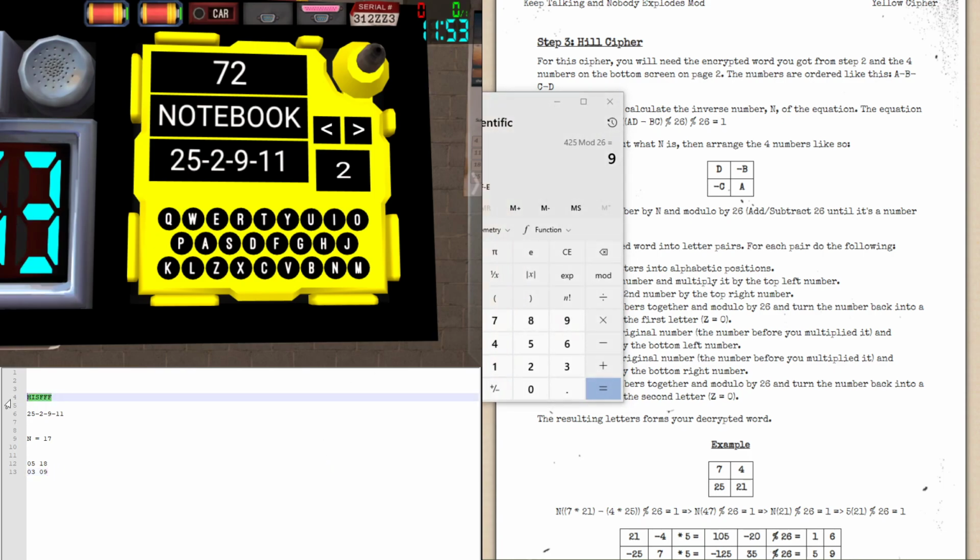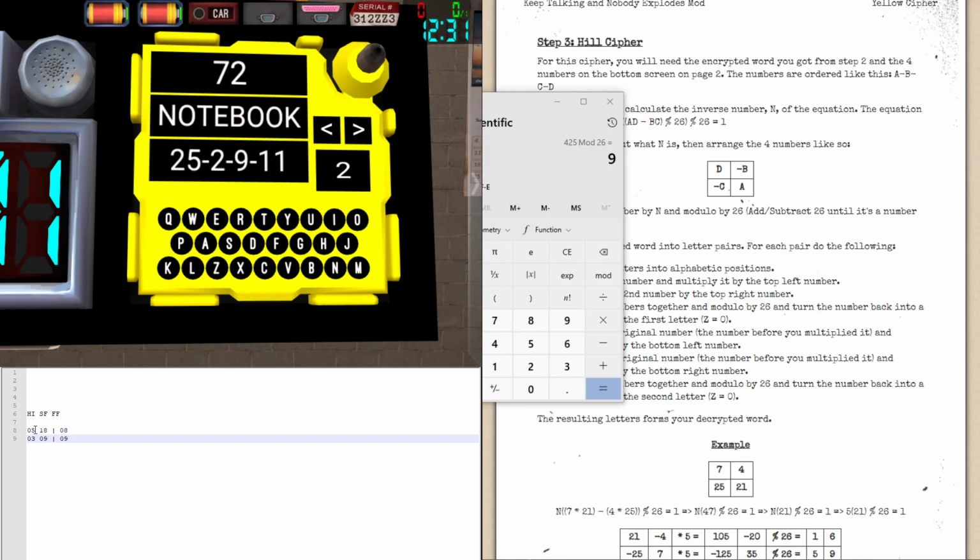Now, for our encrypted word here, we're going to split the encrypted word into letter pairs. And for each letter pair, I'm going to turn the first letter into its alphanumeric position, and I'll represent our top number. And then our second encrypted letter, turn that into its alphanumeric position, so A, B, C, D, E, F, G, H, I, which is 9, and that'll be our bottom number.